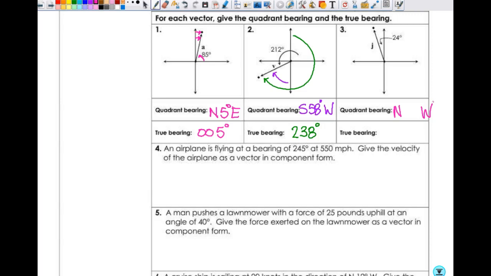So it would be north 24 degrees west, right? And then my true bearing would be 336. Good. Start here. Take 360 and subtract 24 because you're almost all the way around.